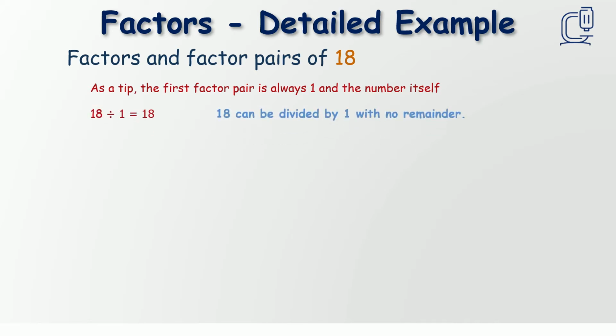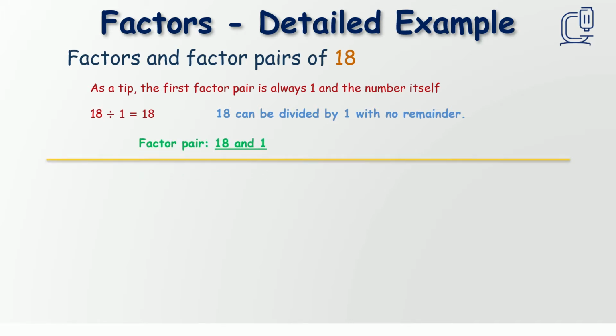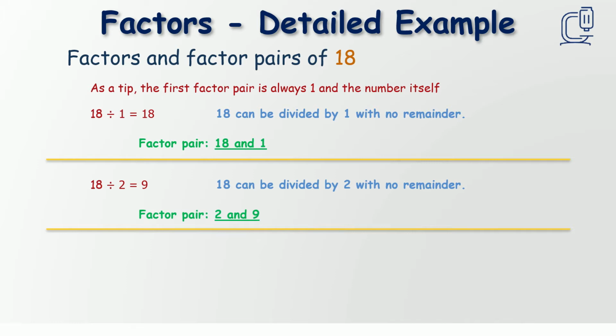Let's look at factors and factor pairs of 18. As a tip, the first factor pair is always 1 and the number itself. So 18 divided by 1 gives an answer of 18. The division here gives no remainder, so the factor pair is 18 and 1. Now 18 divided by 2 gives an answer of 9. The division here gives no remainder, so another factor pair is 2 and 9.